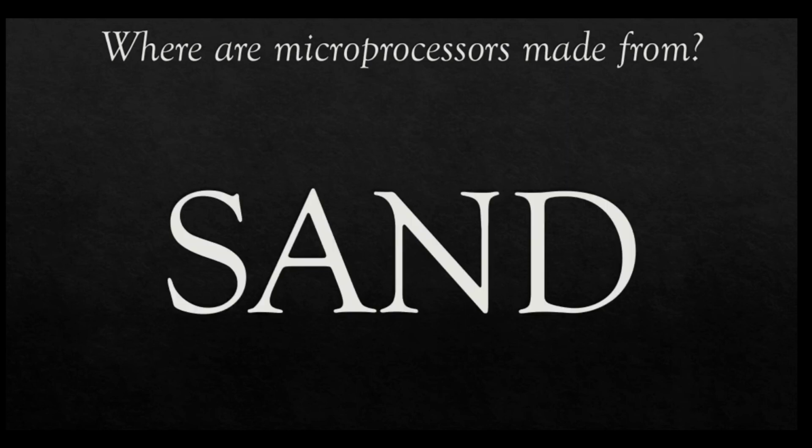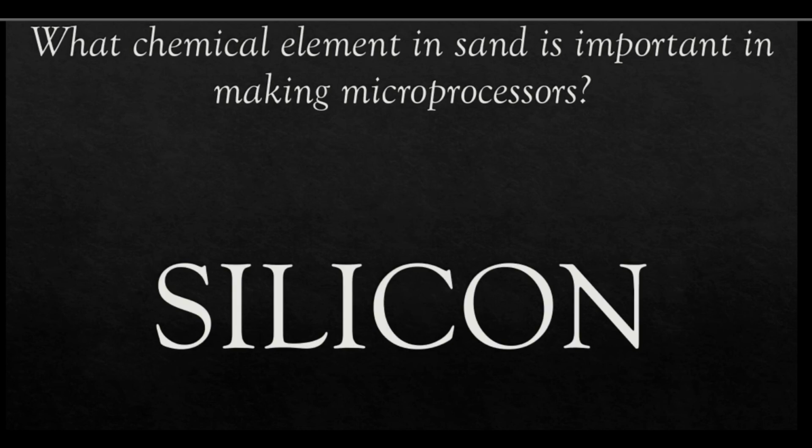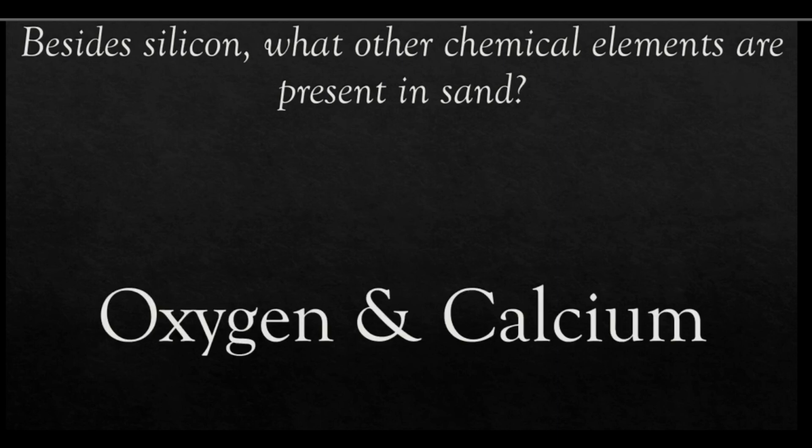You are correct. Sand. The next question is, what chemical element in sand is important in making microprocessors? Your guess must be correct. Silicon. For the third one, besides silicon, what other chemical elements are present in sand? And you are correct. Oxygen and calcium.